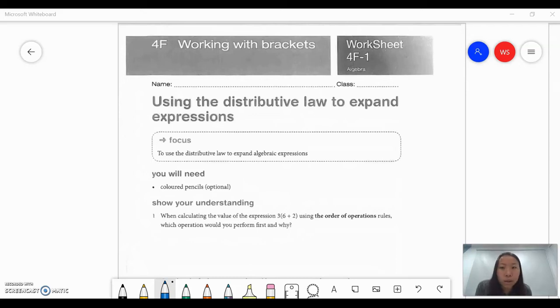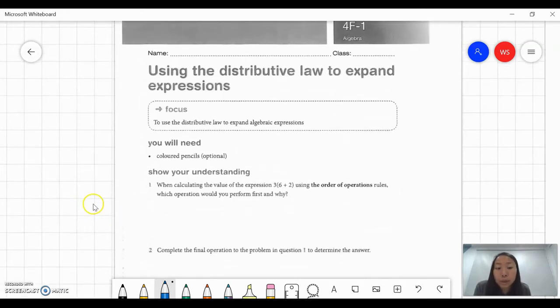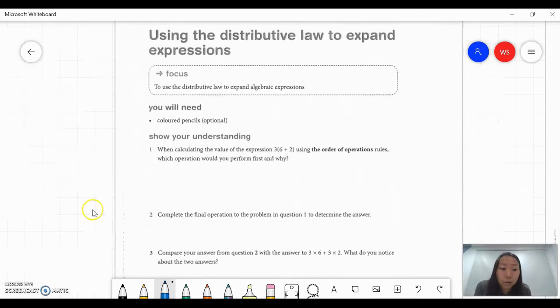Good day, everyone. Welcome to exercise 4F, working with brackets. Now, in this lesson, you learn about the distributive law and how to use that as you expand algebraic expressions. You will be multiplying algebraic terms on the outside of the brackets with those on the inside of the brackets. That's just basically to break things down. We'll do a couple of questions together and you'll get what I mean in a bit.